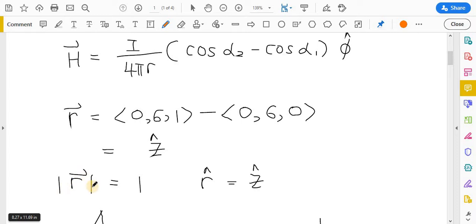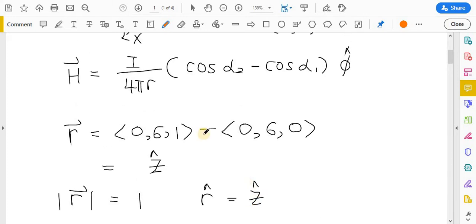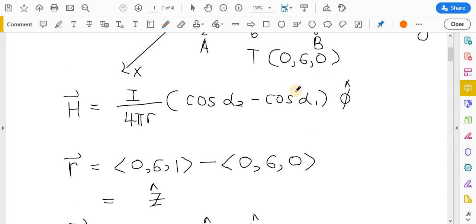Next is to find the magnitude. The magnitude will be equal to 1. So your unit vector R will be equivalent to Z. You have settled this one. The magnitude, the value, is 1. Next, let's move to find the angles alpha 2 and alpha 1.